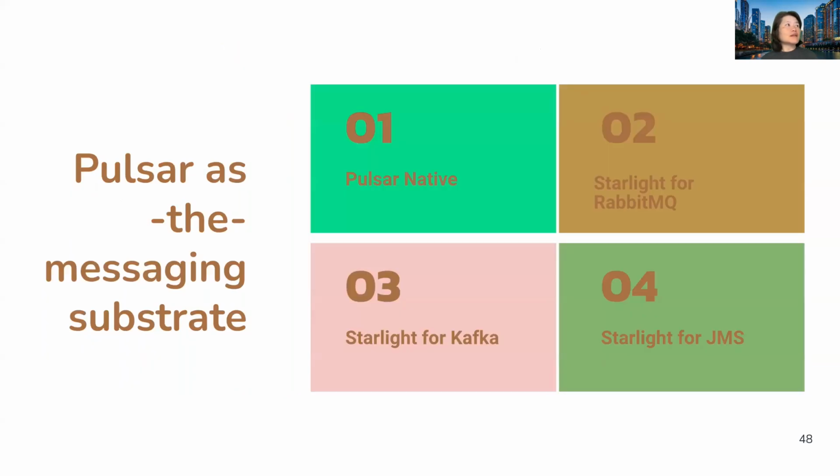At DataStax, we also have a data API layer. If you're already running Kafka, JMS, or RabbitMQ and you don't want to change things yet, you can leverage the Starlight API, this layer, to connect with Pulsar as well.